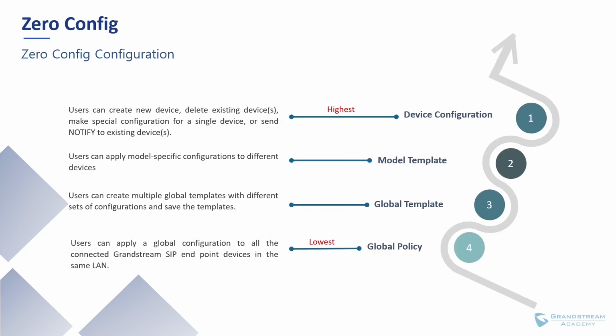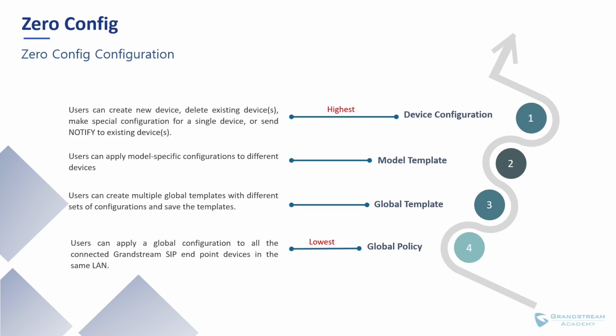When using the zero config template, you need to take into consideration the zero config architecture that we're going to look at in this slide. The lowest priority goes to the global policy template, which can be used to configure some basic options that could apply to all Grandstream endpoints during the provisioning process regardless of the model. So any change you configure on a global policy will apply to all the devices managed by the UCM zero configuration feature. On top of global policy, there is global template.